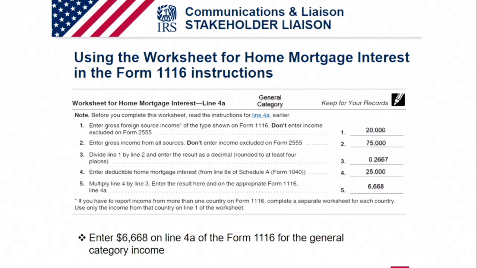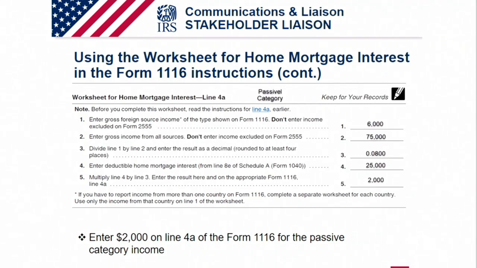Line 3 is the apportionment percentage determined by dividing line 1 by line 2. Line 4 is the $25,000 mortgage interest expense, and that is multiplied by the apportionment percentage to determine the amount apportioned to the general category, and that's on line 5, and the number is $6,668. This apportioned amount goes on line 4A of the Form 1116 general category.